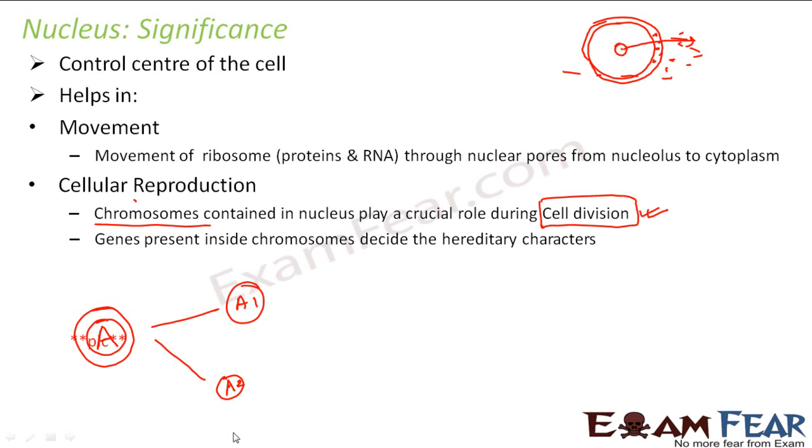Not only that, the genes present inside the chromosome, because a chromosome is made up of DNA and proteins, and DNA consists of segments known as genes. So these genes present inside chromosomes decide the hereditary characters. Right? So that is why you can understand why the nucleus is known as the brain of the cell, because of its significant role in cellular reproduction and movement of substances through nuclear pores from nucleolus to cytoplasm. Okay. Now we will study about cell division in class 11.